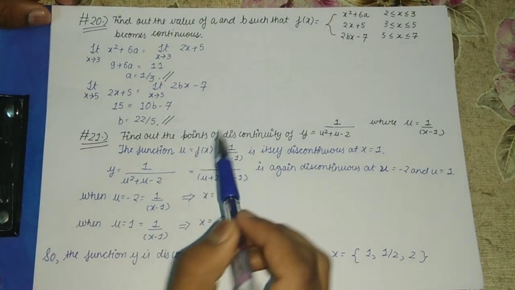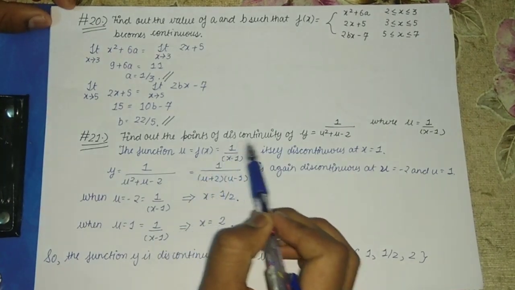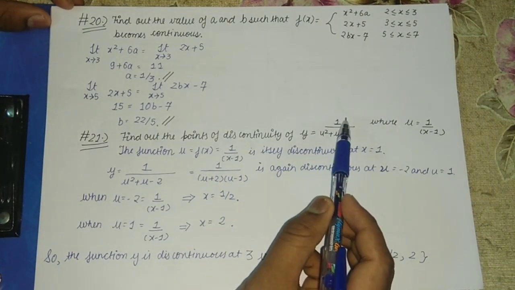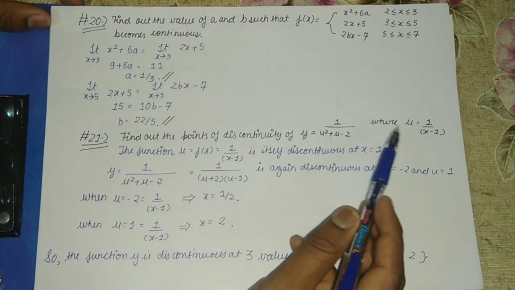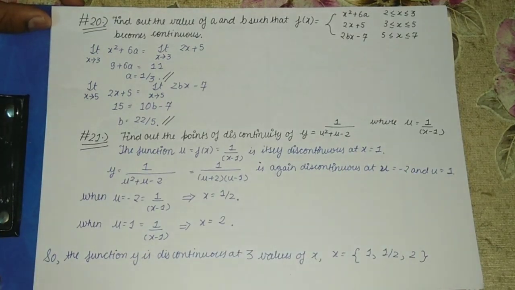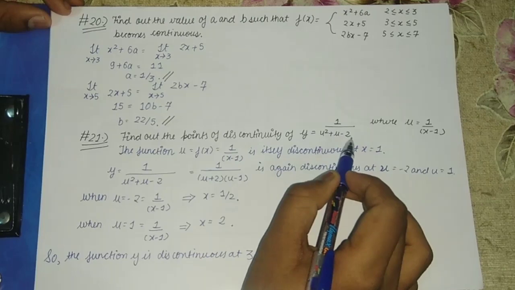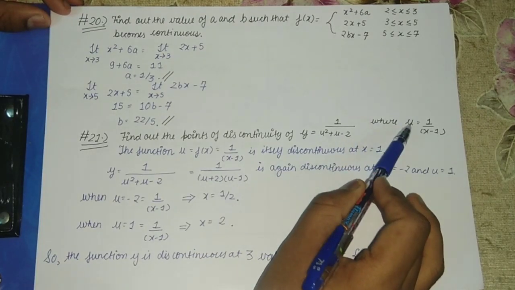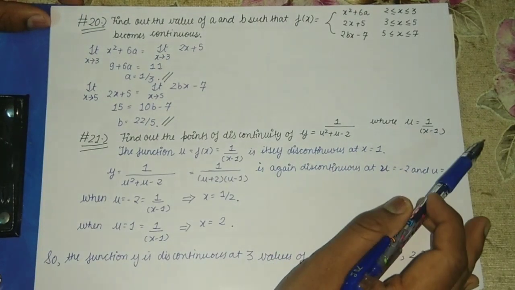Now let's take a look at another question. Find out the points of discontinuity of y is equal to 1 upon u square plus u minus 2, where u equal to 1 upon x minus 1. Here we are given y in terms of u, and we also know that u is a function of x where u equal to 1 upon x minus 1.